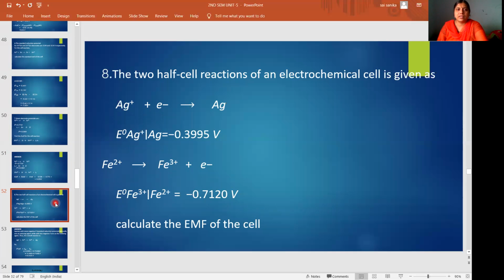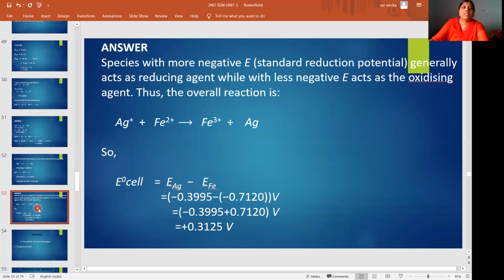So here two half cell reactions are given. Ag is undergoing reduction, it is taking electrons. Iron is undergoing oxidation, it is losing electrons. Fe plus 2 is converting into Fe plus 3, means it is losing one more electron. So here he asked to calculate the EMF of the cell.